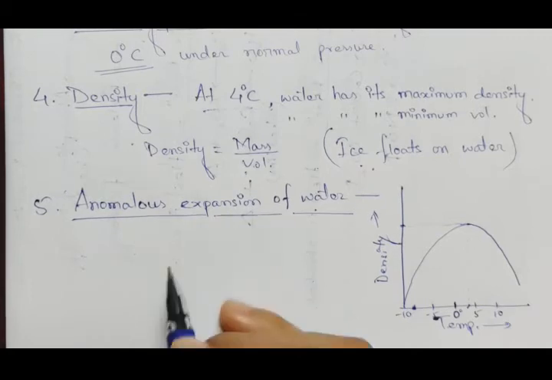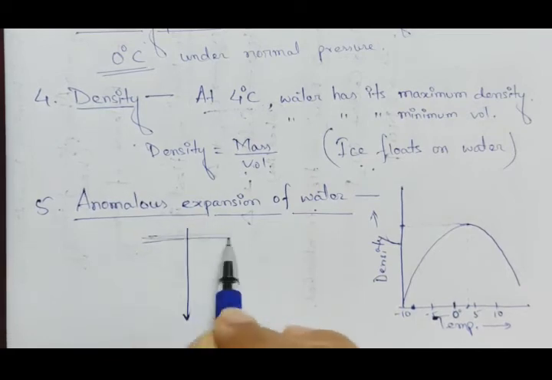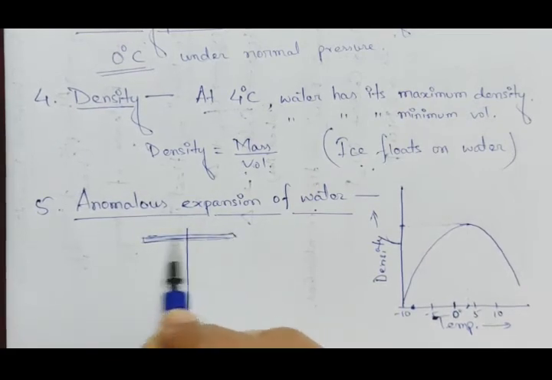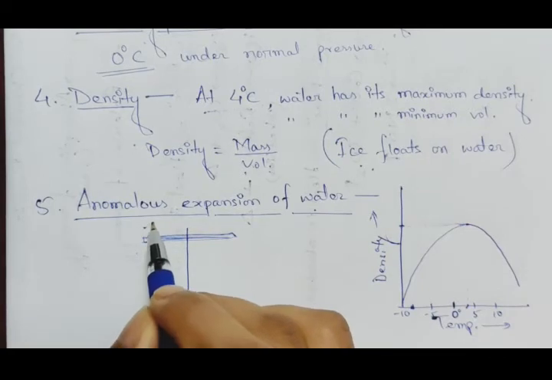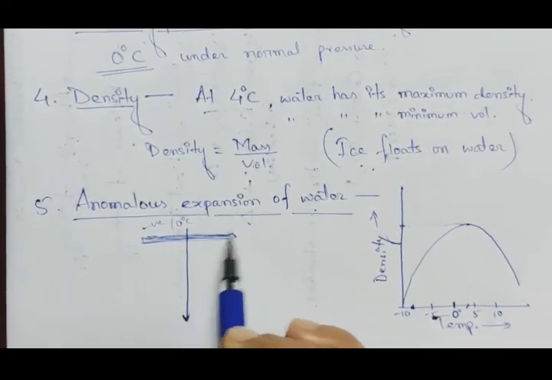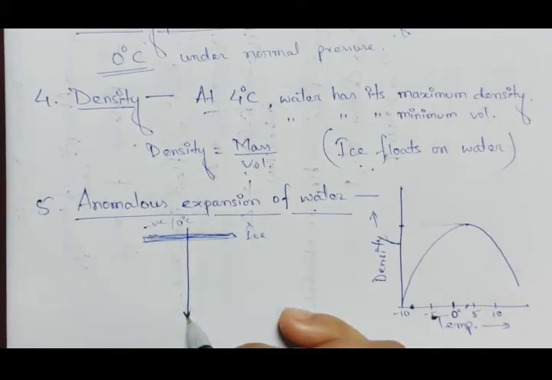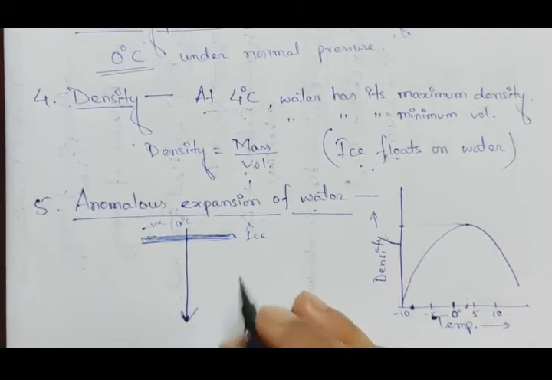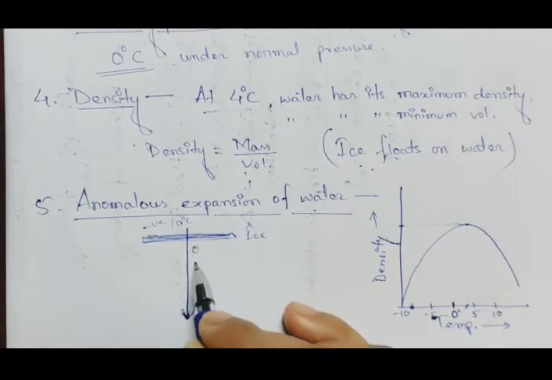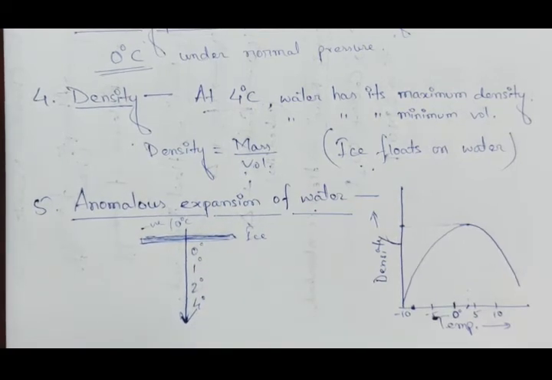If we move further down, suppose this is the layer of water, this is the surface water, and above this surface the temperature is negative or 0 degrees Celsius. So this is the ice layer, and as we move gradually down the water body, what will happen? Here the temperature will be in this way: 0 degree, 1 degree, 2 degrees, 4 degrees. At 4 degrees Celsius the density is maximum, so here there will be no ice formation.